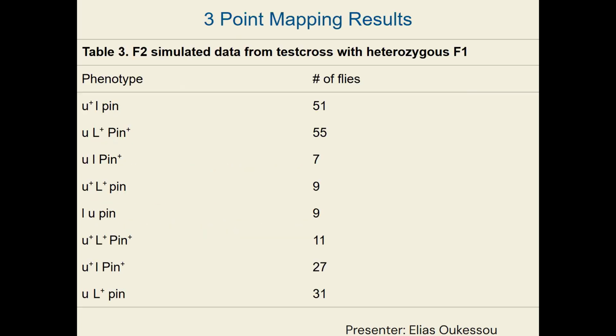This is our simulated data for a 3-point mapping. The double crossover was between U, L, pin wild type and U wild type, L wild type, and pin, as those had the lowest frequencies. The parent chromosomes were U wild type, L, pin, and U, L wild type, pin wild type, as they had the highest frequencies.